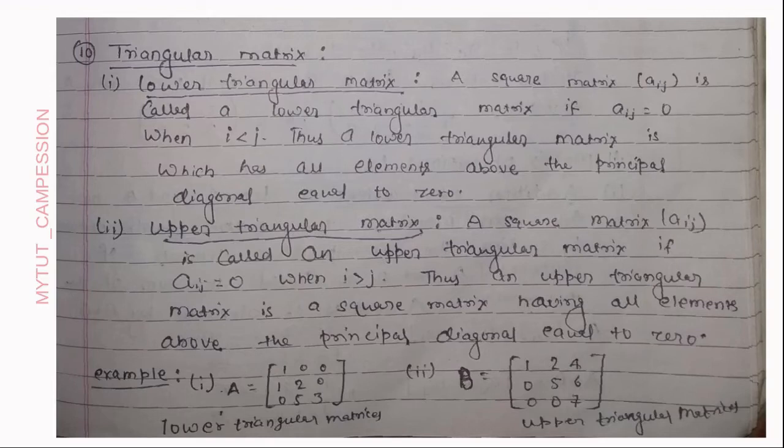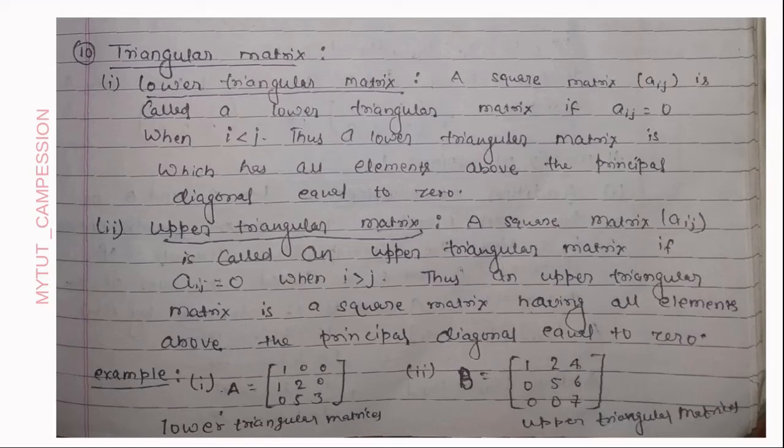Okay, you can correct it here: below the principal diagonal equals 0. Here all elements below the principal diagonal of the matrix B are 0, so here is an upper triangular matrix. Okay, hope you understand the lower triangular matrix and the upper triangular matrix.